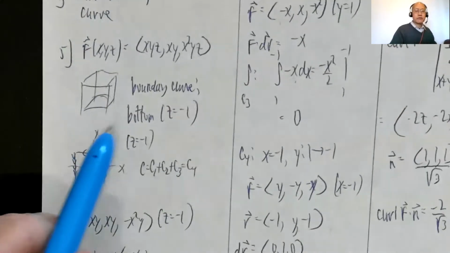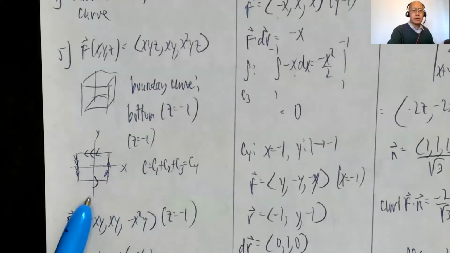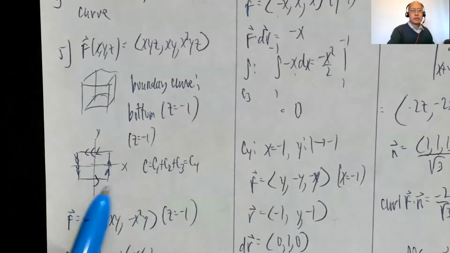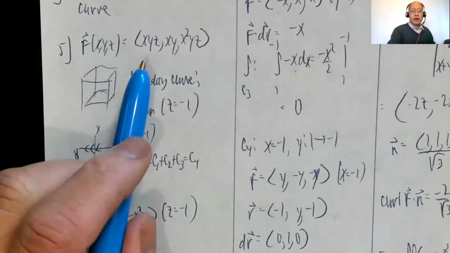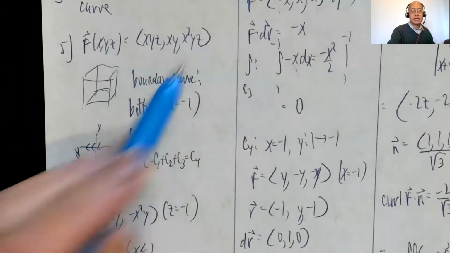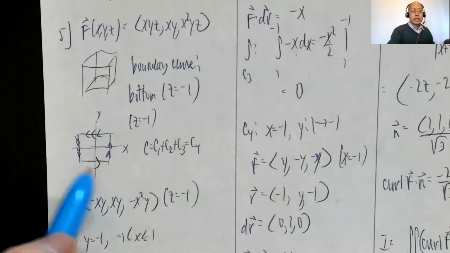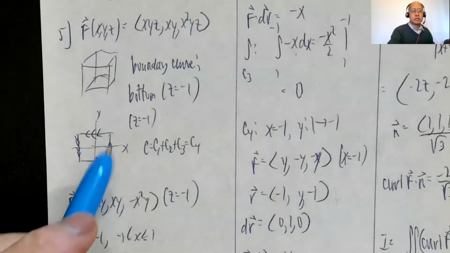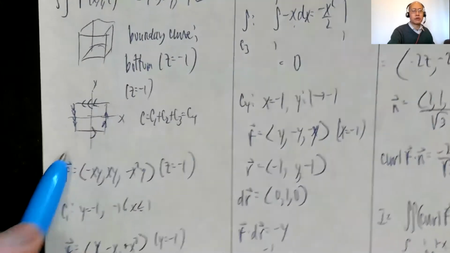So the boundary curve is the bottom, z equals -1. So we break it up into its component parts. Now z is -1. If I plug in -1, that's -xy, that stays xy, and that's -x² y. Okay, so C is C1 plus C2 plus C3 plus C4. 1 arrow, 2 arrows, 3 arrows, 4 arrows.